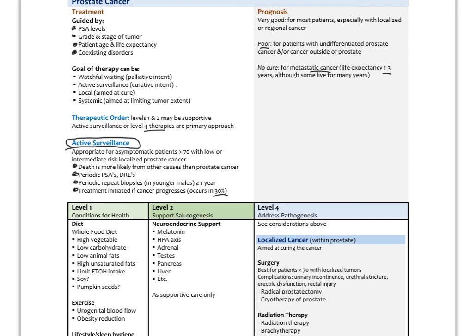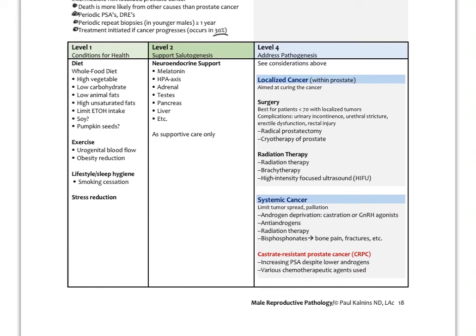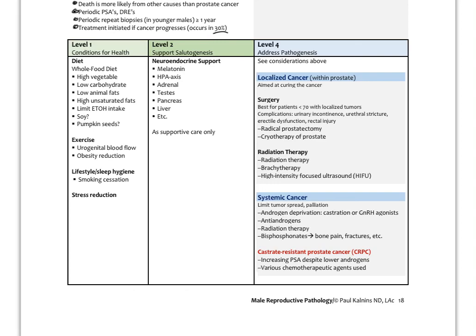So our different stages here, again, let's look at level 4 therapies. For localized cancer, this would be aimed at trying to cure the cancer, and that would be surgery, best for patients under 70 with localized tumors, and this would be a radical prostatectomy or cryotherapy of the prostate. Here, complications would include urinary incontinence, urethral stricture, erectile dysfunction, and any rectal injury from the damage to the nerves that innervate both the penis and the rectum.